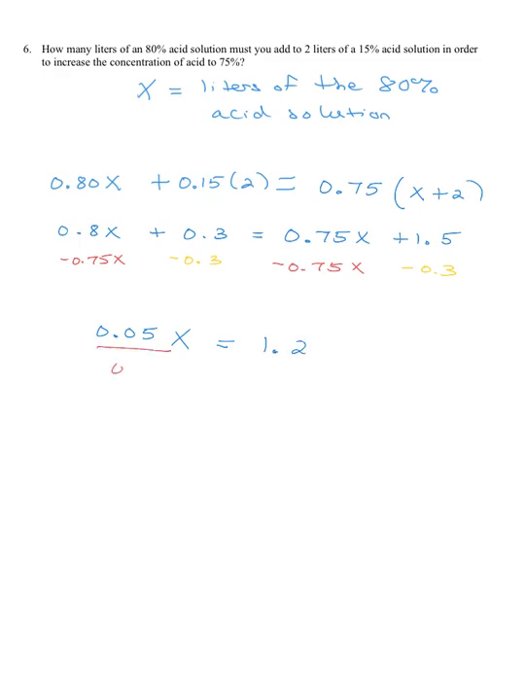If I divide both sides by 0.05, this gives me my answer. 1.2 divided by 0.05 is 24 liters of an 80% acid solution.